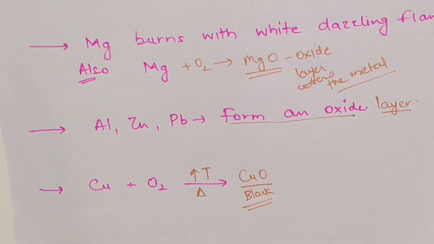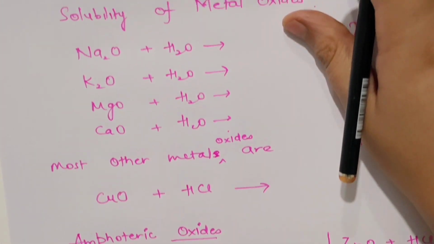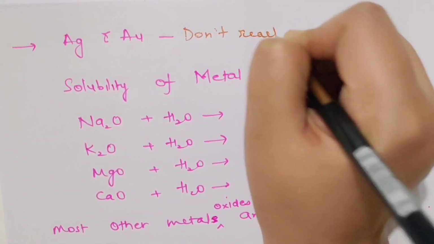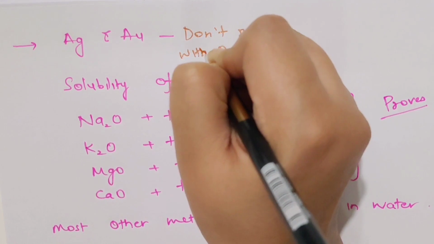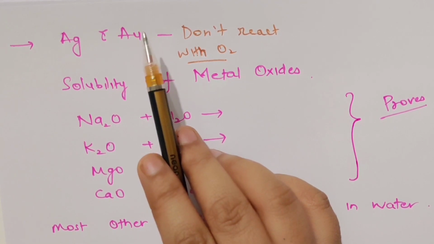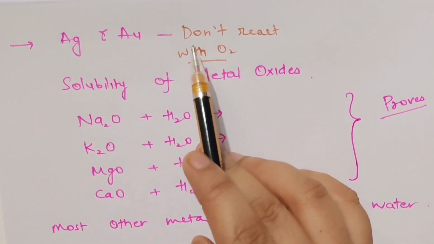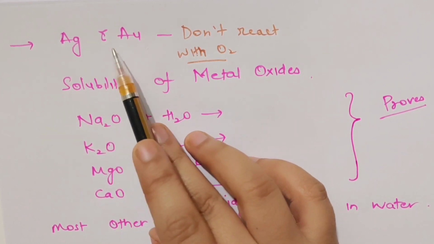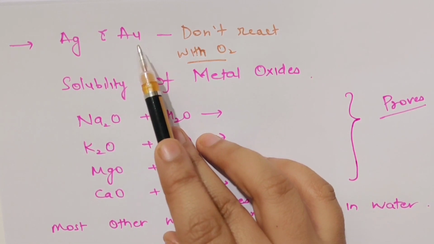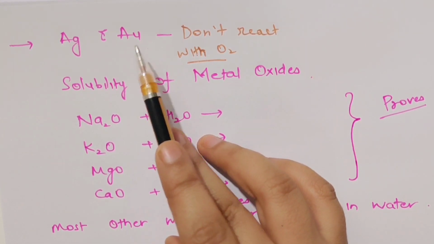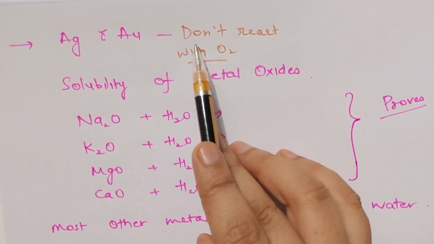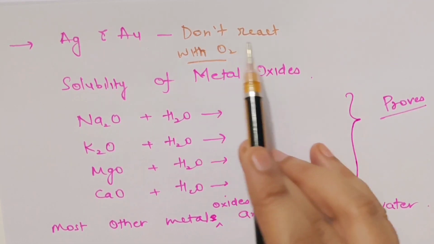Now let's see about silver and gold. Silver and gold do not react with oxygen, even at high temperature. Precisely that's why they are used in making jewelry. You would not want your jewelry to get tarnished upon reacting with oxygen. So gold and silver are very unreactive towards oxygen. Other reasons for them to be used in jewelry are that they are malleable, they are ductile, they have metallic luster. All these things, along with their inability to react with oxygen, make them ideal for making jewelry.